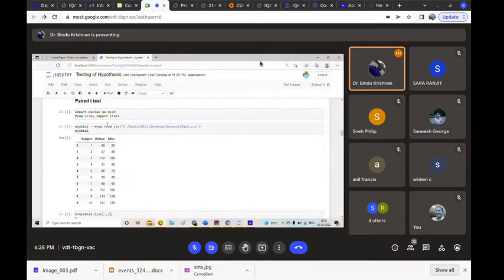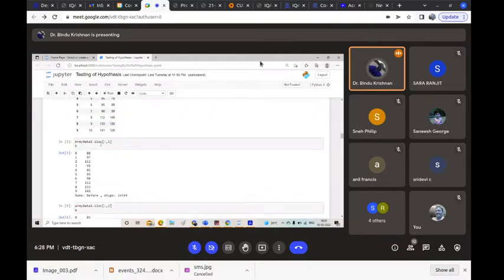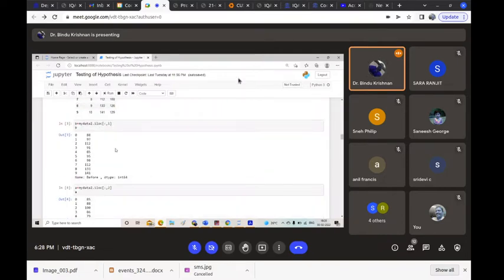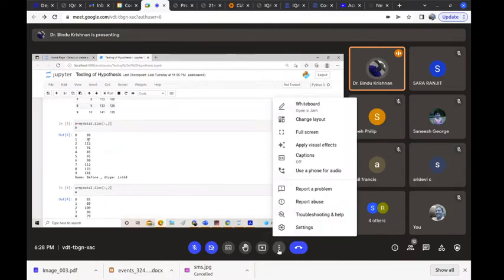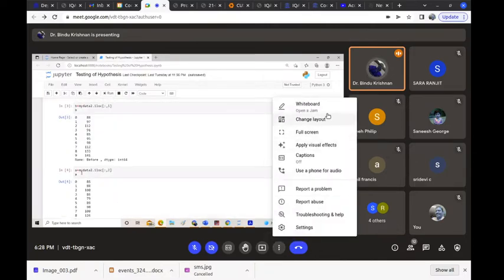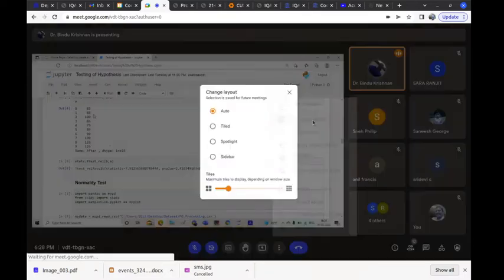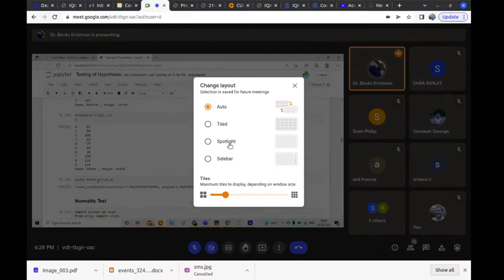Paired t-test. After importing the same packages, import the data set, before and after. Here one more column is there in that data set, subject. To remove that column, I use this iloc. Let me call those two, before and after, by B and A. Then simply look at this.